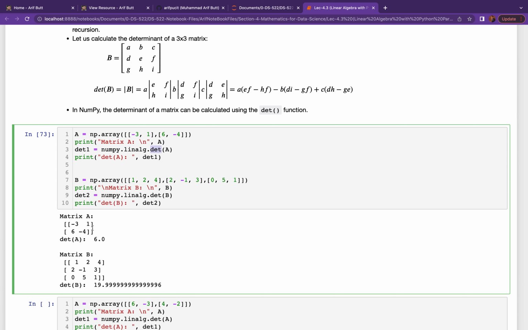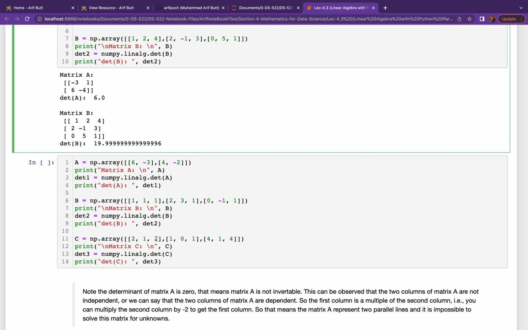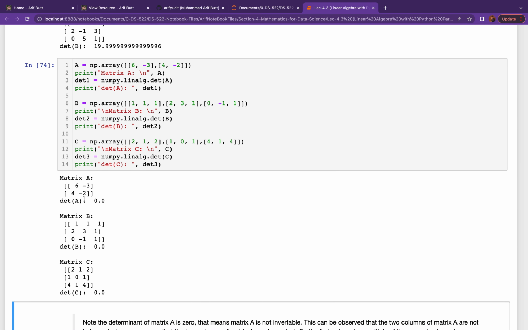So this is the matrix A, and this is the determinant of matrix A, a 2 by 2 matrix, and this is matrix B, 3 by 3, and this is the determinant. Please check using paper and pencil whether this answer is correct or not. Okay, so let me run this code and see what happens. And this is matrix A, matrix B, and you see this time the determinant is 0.